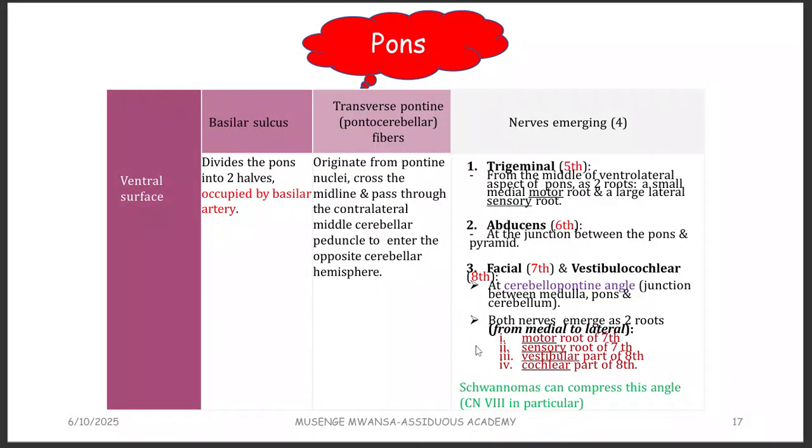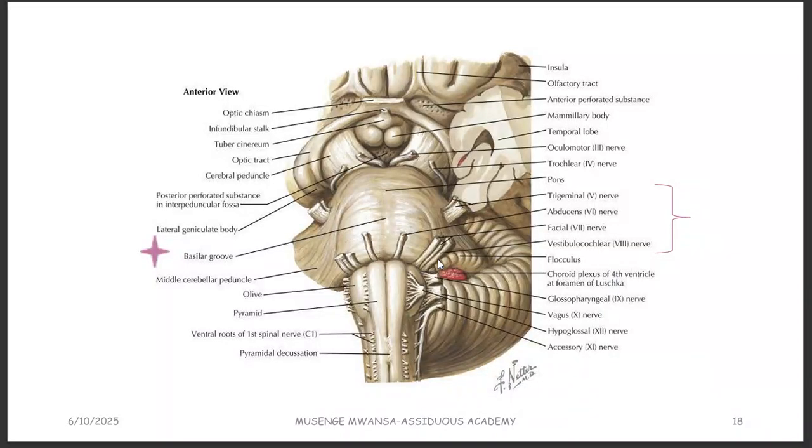And then we are going to have cranial nerve number 8. Cranial nerve number 8 is vestibulocochlear. So it has the vestibular root and the cochlear root. We start first with the vestibular, the one involved in balance, and then the cochlear, the one involved in hearing. So that is vestibulocochlear.